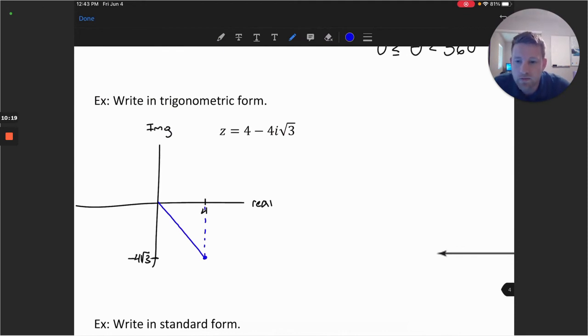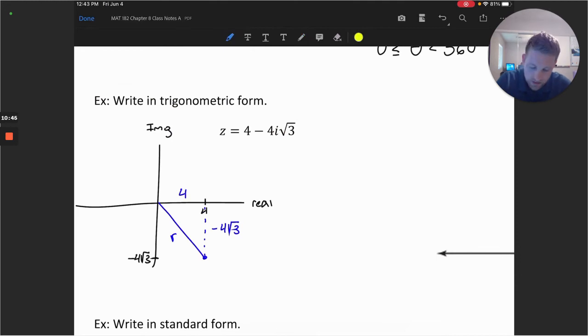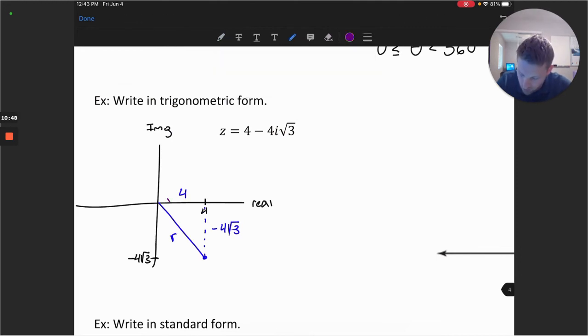So if we consider this is going to be our vector coming out, this has a distance of 4 and a distance of negative 4 square roots of 3. So there's two things that I want to go out and find. I'd like to find the modulus, that's the r, the distance of that vector, and I also want to go out and find the argument, which again is the angle theta formed by my vector.